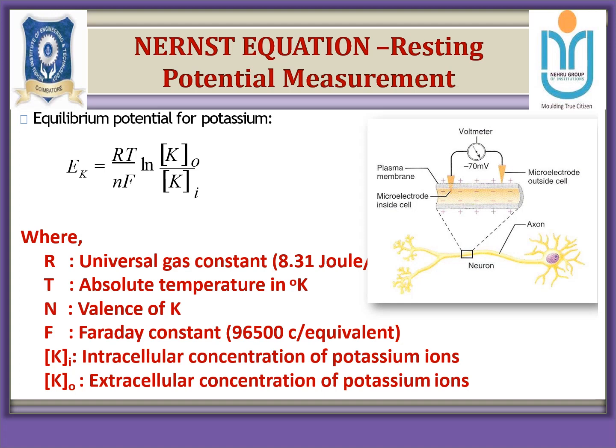It is governed by R, the universal gas constant, T, absolute temperature, n, valence of the electron, and F, Faraday's constant. Ki indicates the concentration of potassium ions present inside the cell. Ko is the concentration of potassium ions present outside the cell.